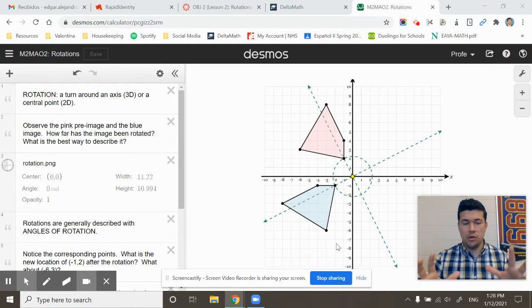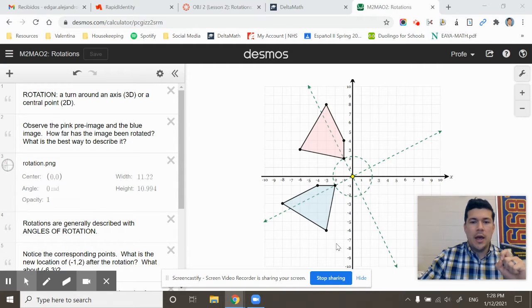We're going to focus on two-dimensional. So we're going to rotate around a point, and to start, we're going to rotate around the origin. Okay, so let's get right to it.